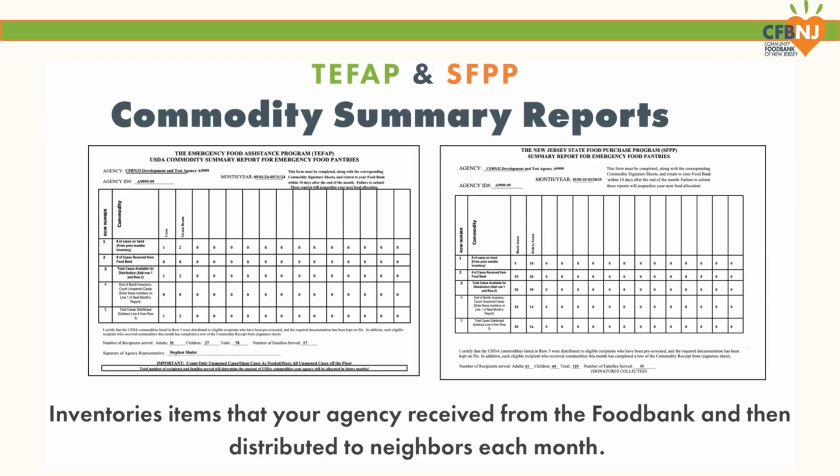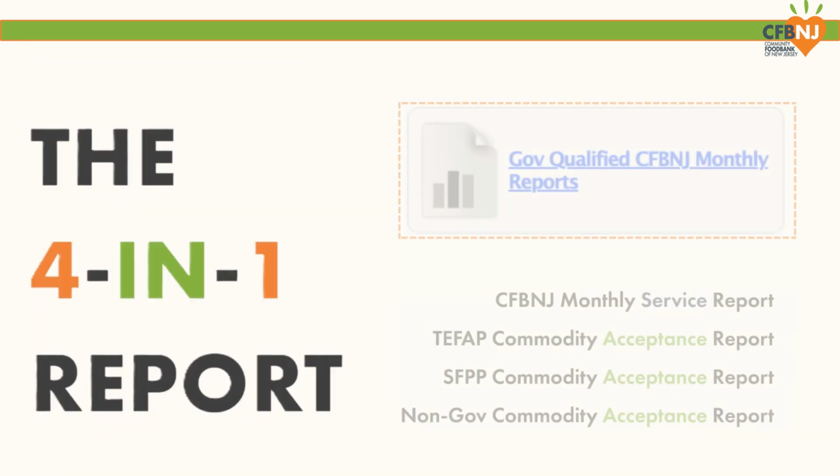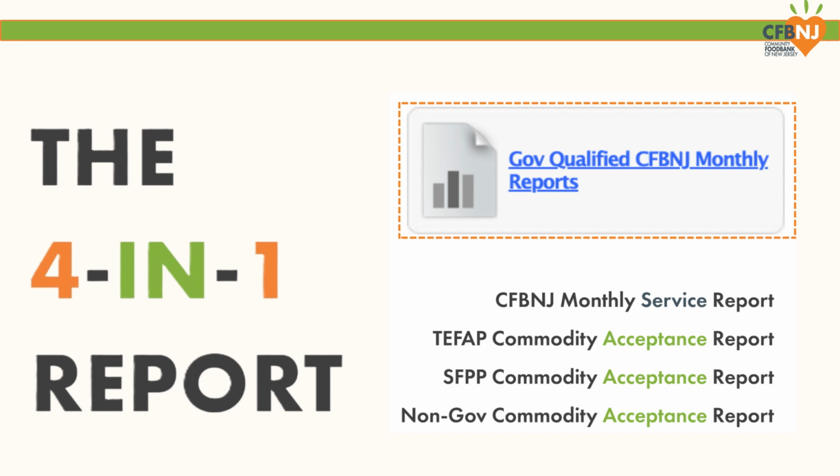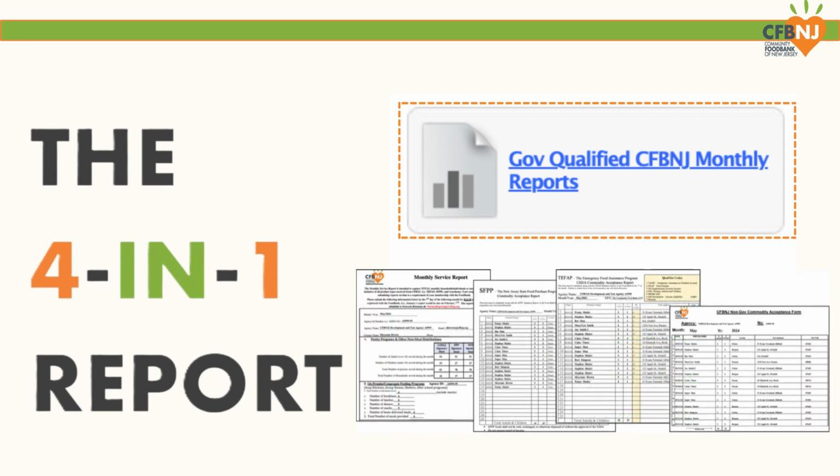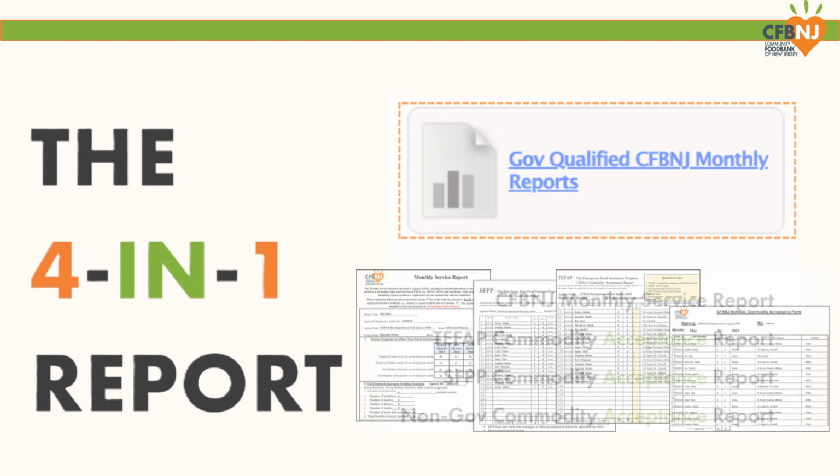The last 2 reports are the TFAP and SFPP Commodity Summary Reports, which track the inventory of goods/items that your agency received from the FoodBank and distributed to neighbors over the course of the service month. To make reporting easier, the GovQualified CFBNJ Monthly Reports button combines these 4 separate reports into one downloadable document. Now let's see this in action.